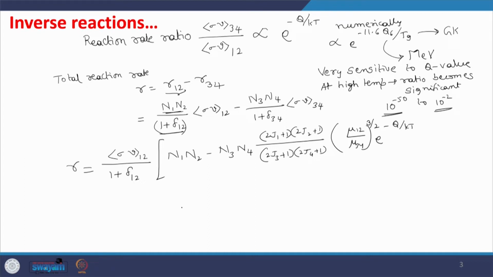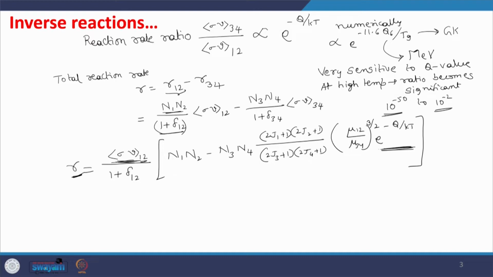All right. So, again in this expression you can see that the total reaction rate is depending on the e to the power of minus Q by kT and of course, reaction rate of 1 and 2 entrance channel. So, this is how one can express total reaction rate in a star by considering both forward and inverse reactions. So, with this, let me stop the discussion of inverse reactions considering particles as not photons.